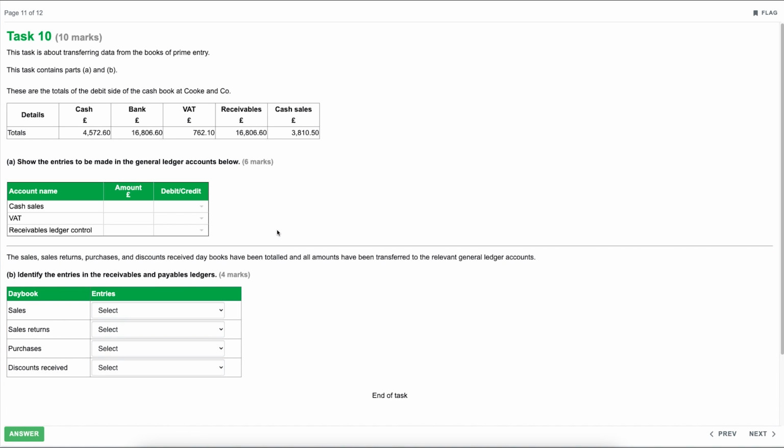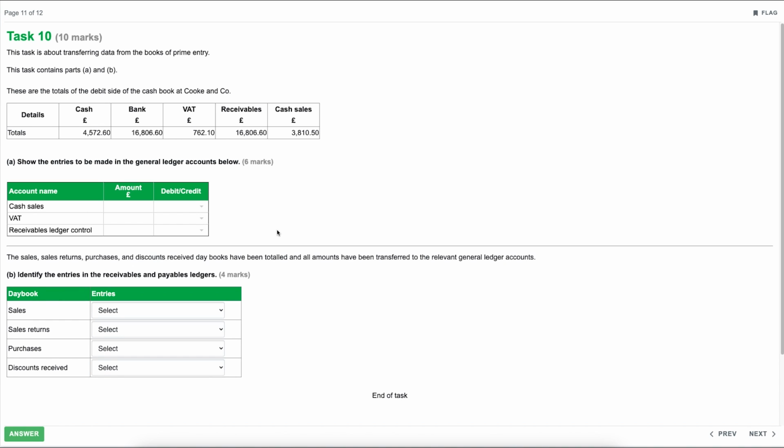Okay, this is one that I know people have struggled on in the past. It is learning the format, learning to understand how double entry works. Once you've got that, it's dead straightforward, but I appreciate getting to that stage is a challenge. So don't worry if you found this difficult in the past. It will get easier the more that you do.